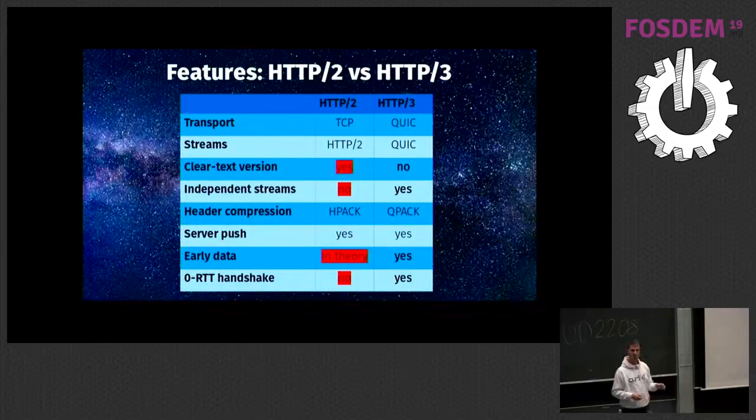And because of that independence, HTTP/3 has a new header compression format, because the H2 header compression format relied on the streams being in order, and now they're out of order. And there's server push, better early data, and a much faster handshake. Zero RTT handshake in QUIC and HTTP/3 basically means that if you have talked to the server before, you can set up a new connection without any latency at all. Well, one-way latency.